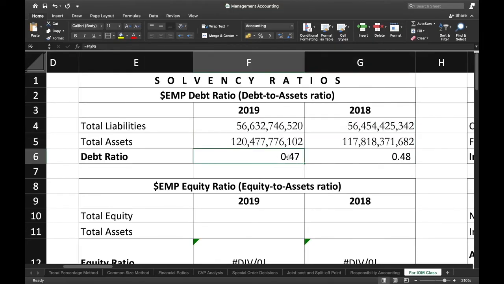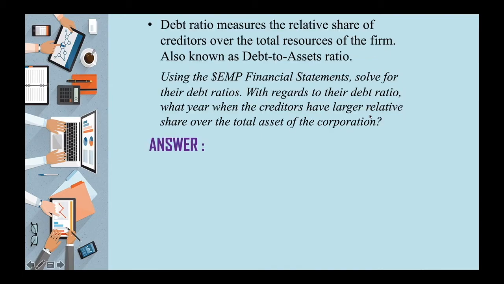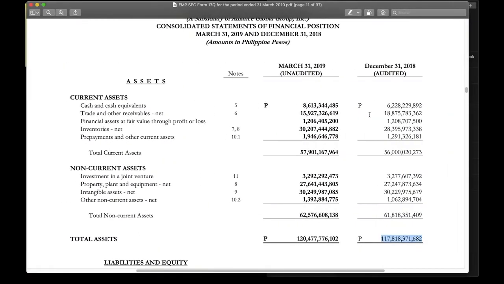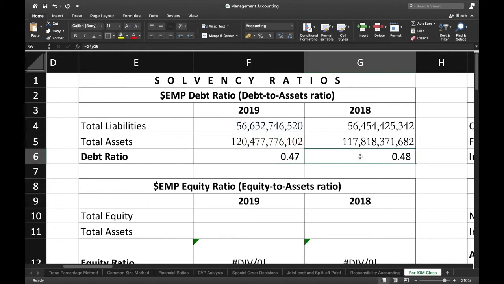Okay. Now, ang question is, at what year yung creditor may mas malaking relative share over the total assets? Of course, since we have down the formula, divide lang naman ito, 0.47 versus 0.48. So, basically, mas malaki yung share ng creditors during the year 2018. No? Ayan, medyo mabigat na to.